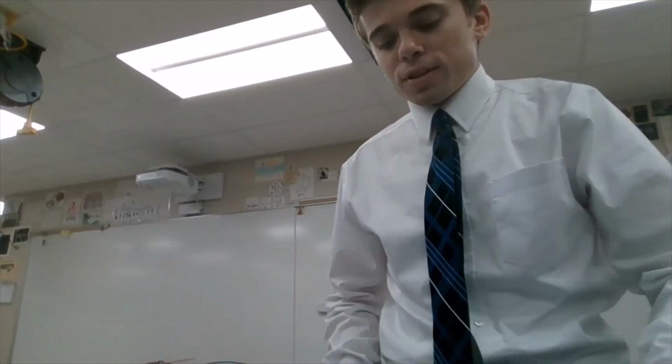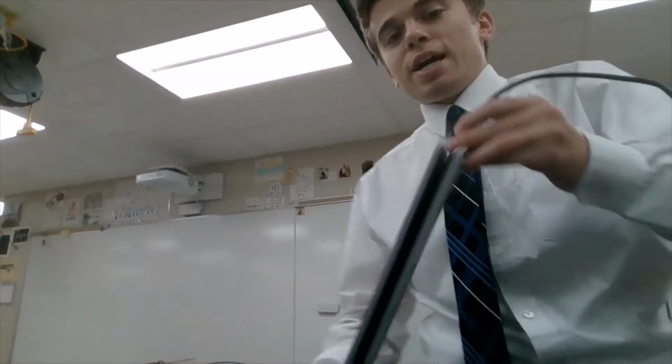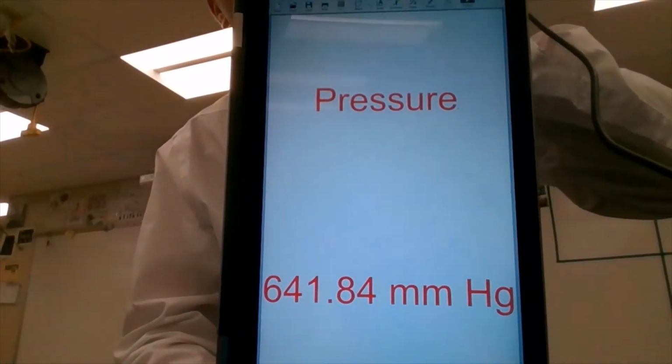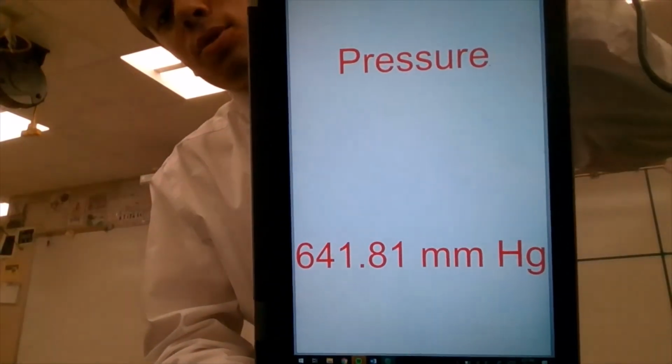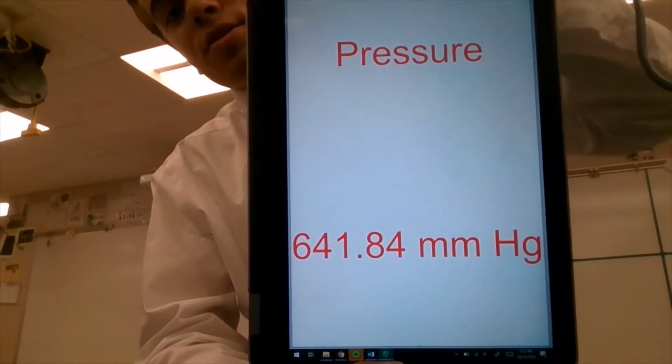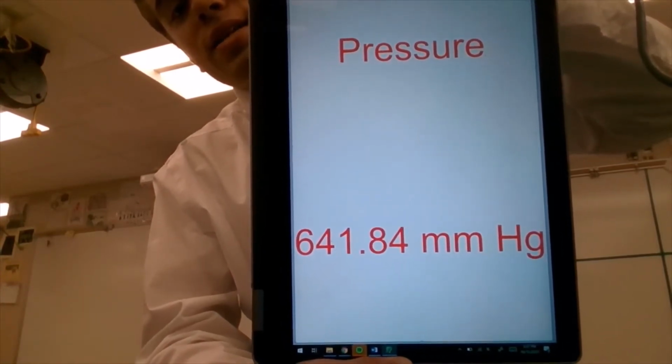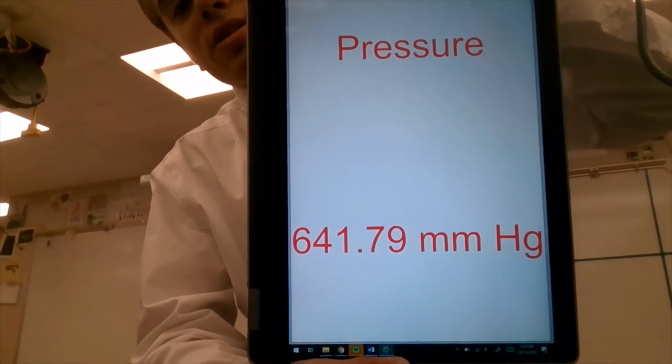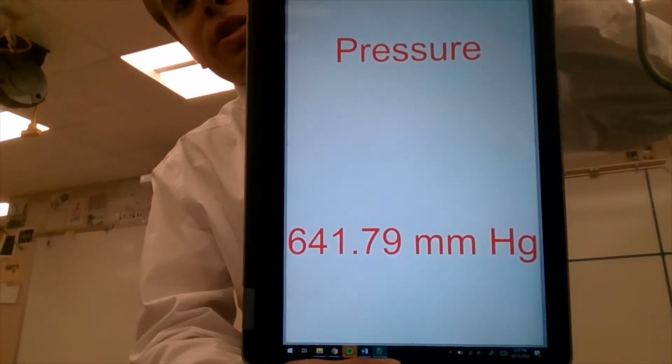The first thing we have to do for this lab is determine what the air pressure is, and I have this whole barometer here that's going to measure it for us. I have it hooked up to my laptop. So I'm going to show you right now, and I want you to go ahead and record what the pressure of the air is in your data table in millimeters of mercury. So it's right there, right around 641.8. Go ahead and record that where it says the pressure of the air in millimeters of mercury.